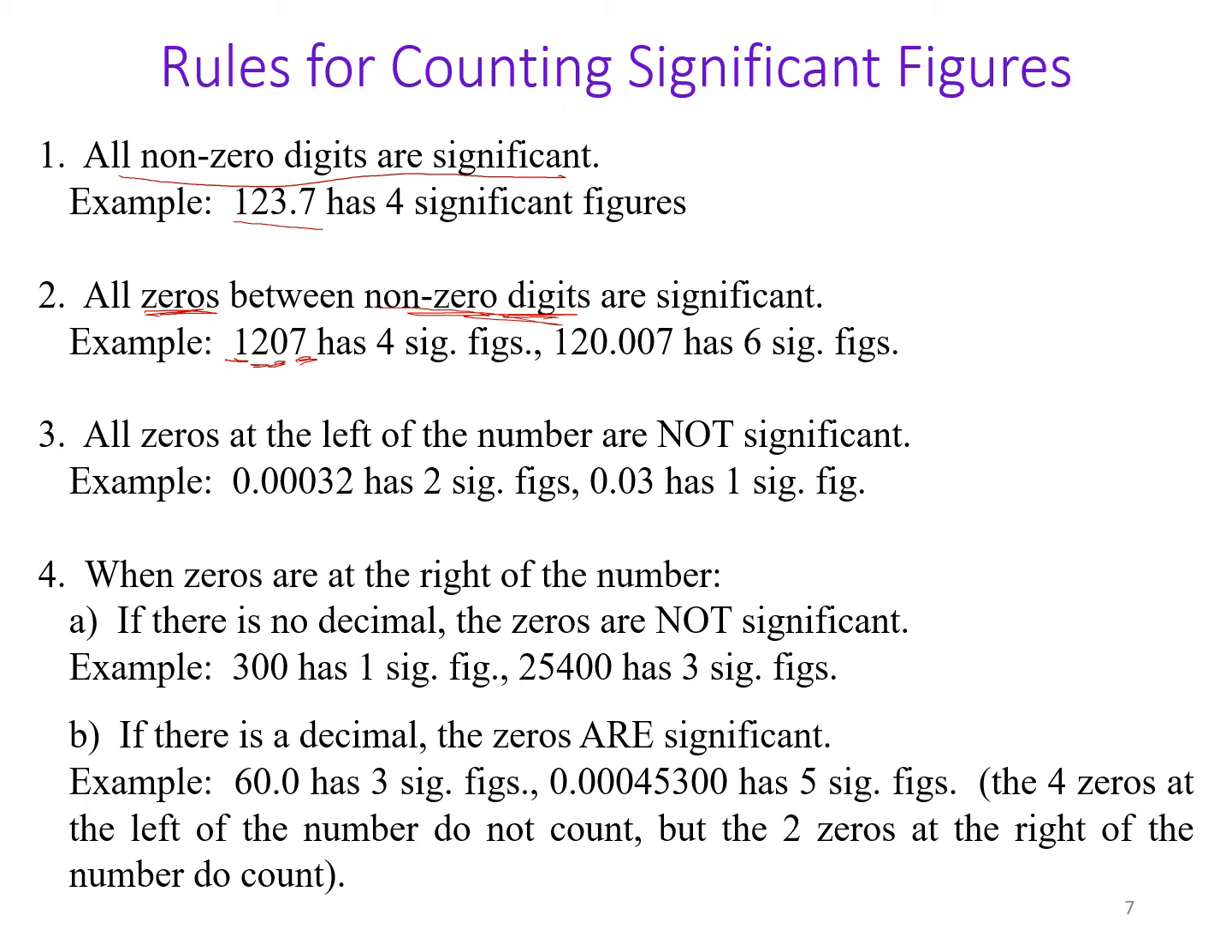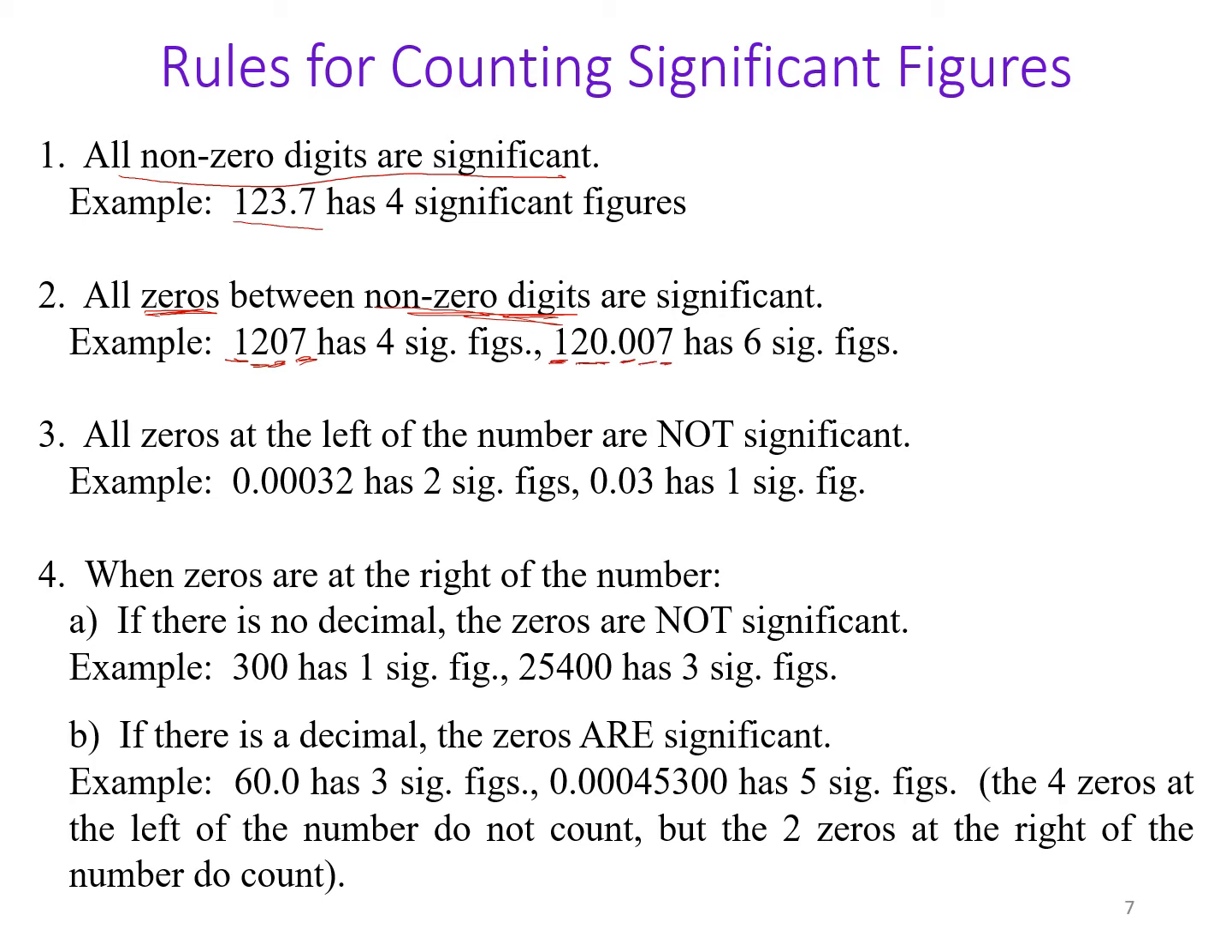Okay. The second example you see right here is 120.007. So all the zeros here in between will be significant. Why? Because they are present between two non-zero digits. So how many sig figs does this have? You simply count the total digits that are significant, which is 1, 2, 3, 4, 5, 6. So this has a total of 6 sig figs.